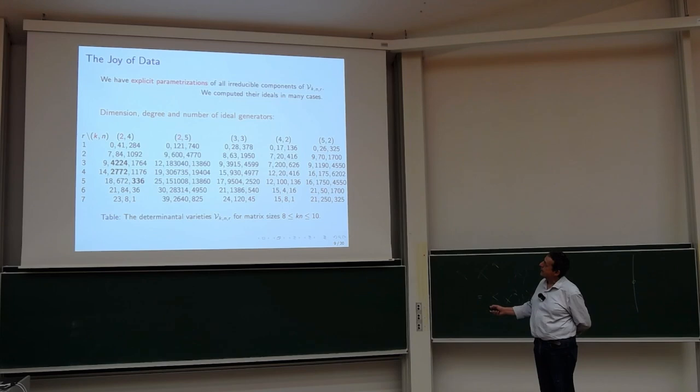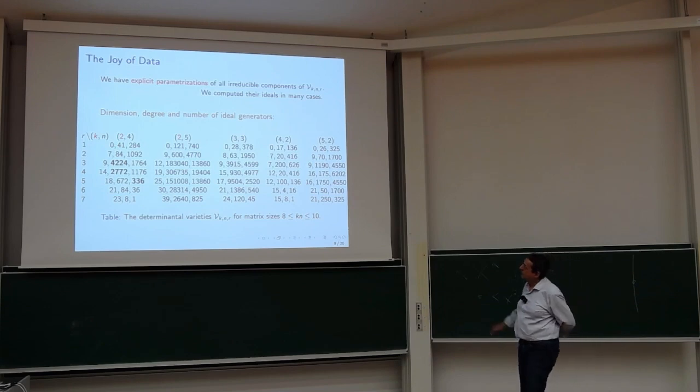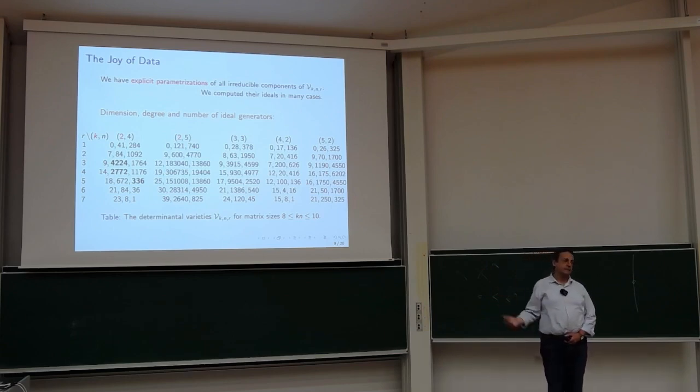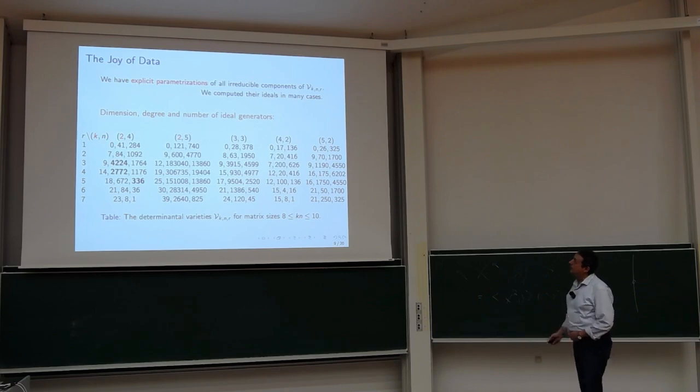So here is k and n for the columns. For example, 2, 5 means we're looking at 10 by 10 matrices with 0, 2 by 2 blocks. And then the rows are for the different rank. Now dimension is the degrees of freedom of this variety. Degree is how curvy you are, right? So it's the degree of the variety. And then the number of ideal generators is the third number.